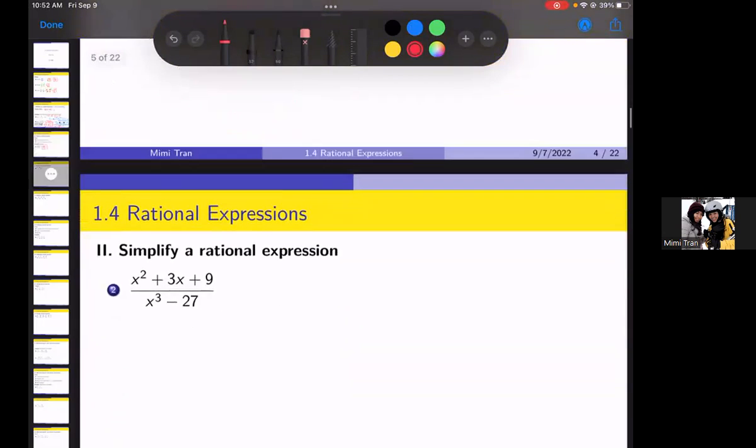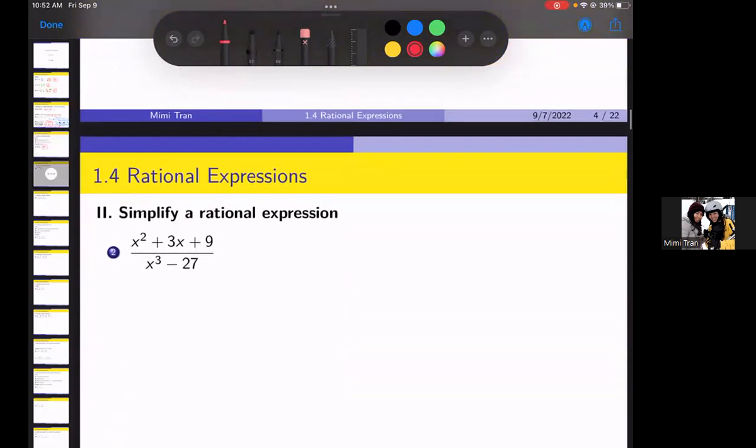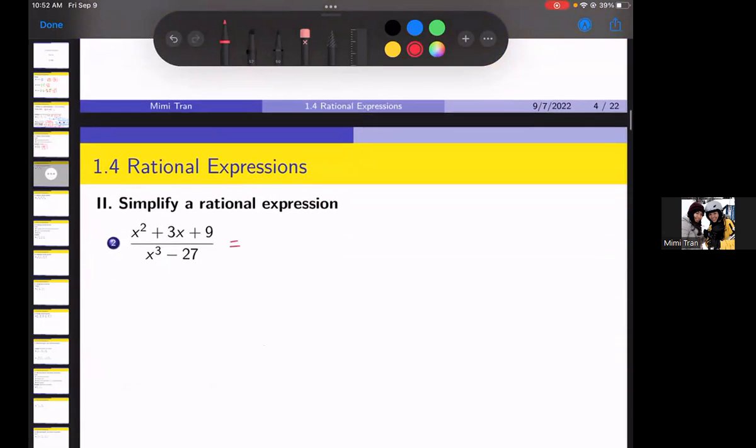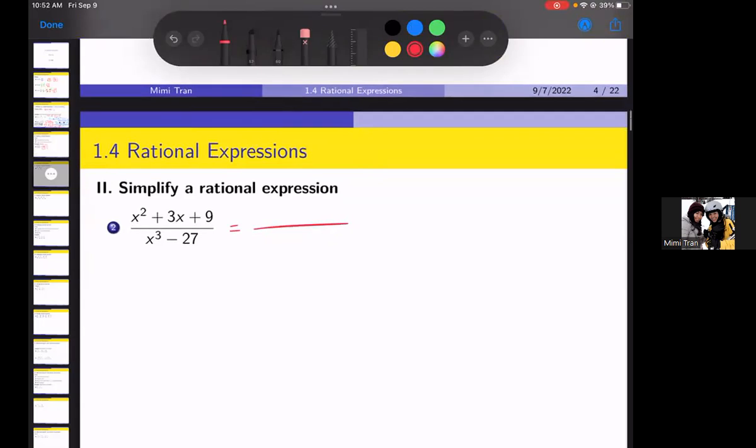Okay. All right, let's do more something like this. So that was just a warm up. All right, so what I'm going to do is factor this as much as possible. Let's take a look at the top. Is it factorable? Well, I don't know. Can I find 2 numbers whose product is 9 and whose sum is 3? Is it possible?